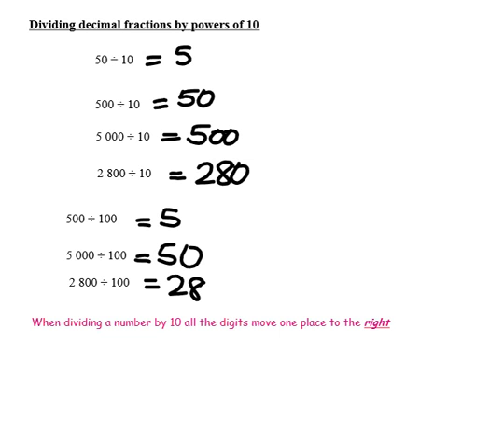When dividing a number by 10, all the digits move one place to the right. When dividing a number by 100, all the digits move how many places? 2 places to the right. Okay, the digits are moving to the right, so the zeros are disappearing.